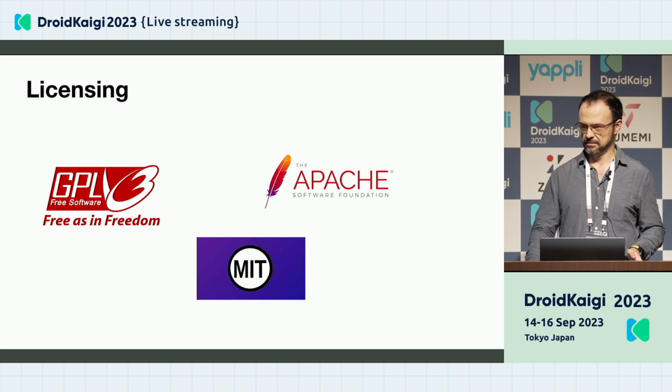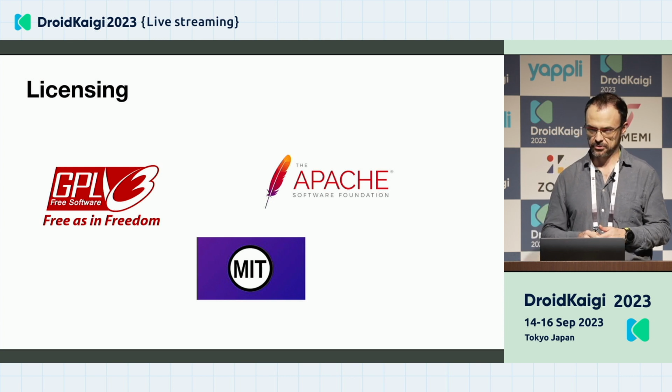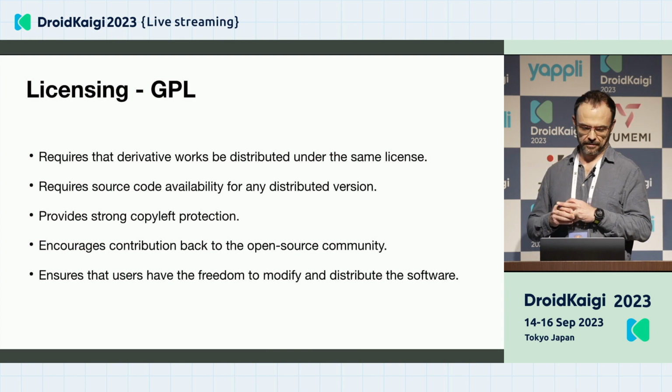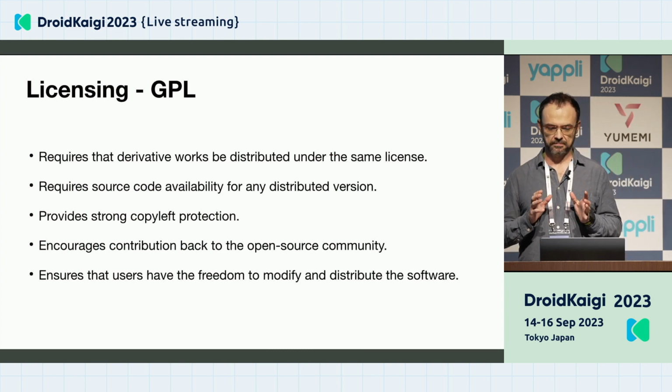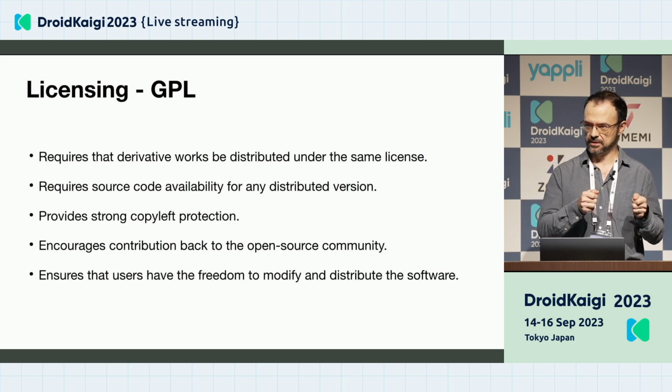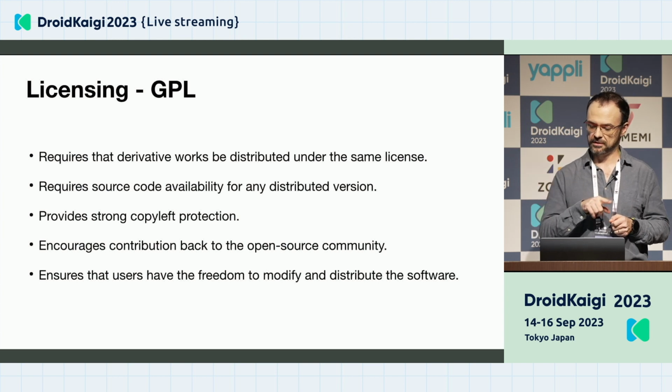There are many licenses, a lot. But I think in the open source world, the three more important ones are these three here, the GPL3, Apache 2.0, and MIT. So GPL. GPL requires that derivative works must be distributed under the same license. This means that if you take a GPL library and you fork it, this needs to be GPL. But not if you integrate it in your application. If you take a GPL library and integrate the library into your application, that's perfectly fine. It can be proprietary software.